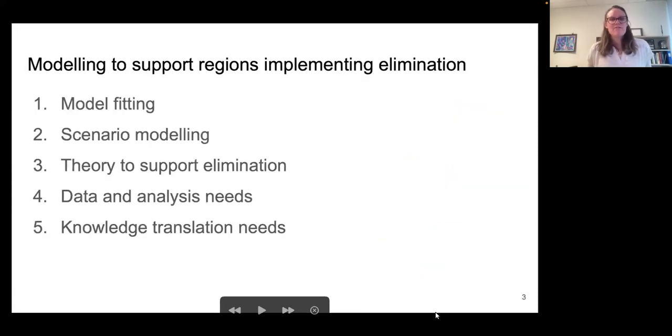So I want to talk about 5 different aspects of how we can do modeling to support regions implementing an elimination strategy. I'll talk about model fitting, scenario modeling, theory to support elimination, data and analysis needs, and knowledge translation needs.